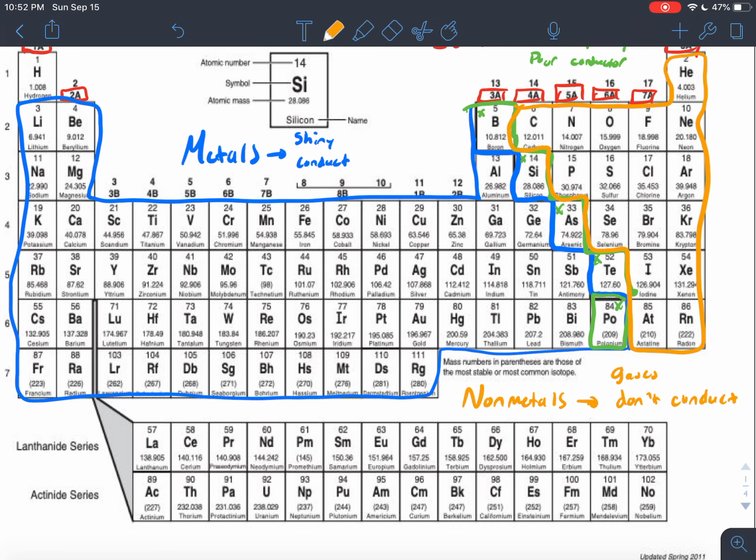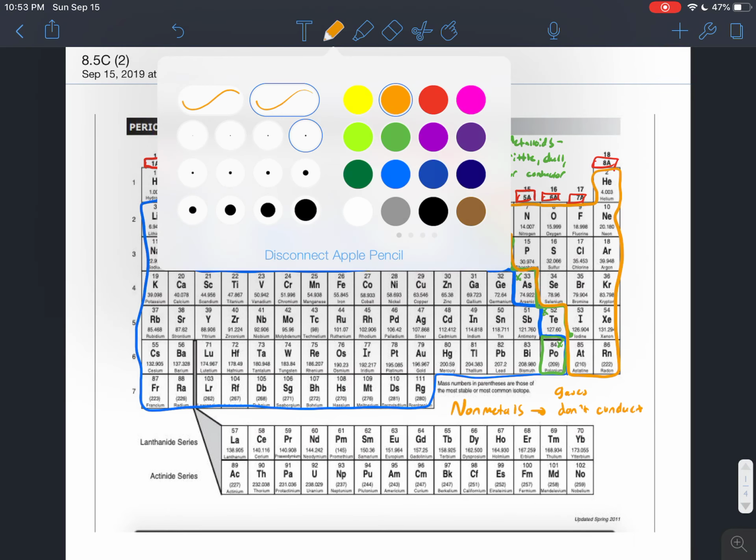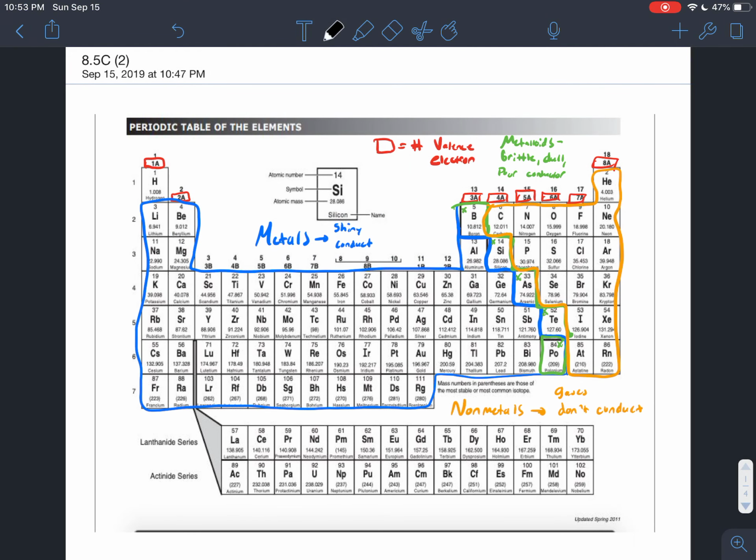So you'll notice we went on a changing spectrum. Metals are shiny and conduct heat and electricity. Metalloids were brittle and dull. They weren't as shiny, they weren't as bendable, and they were poor conductors. Non-metals are gases generally, and they don't conduct at all. Okay, they do not conduct electricity, or they do not conduct heat. Finally, we're just going to make 2 arrows, and then we're going to be done for the note section.